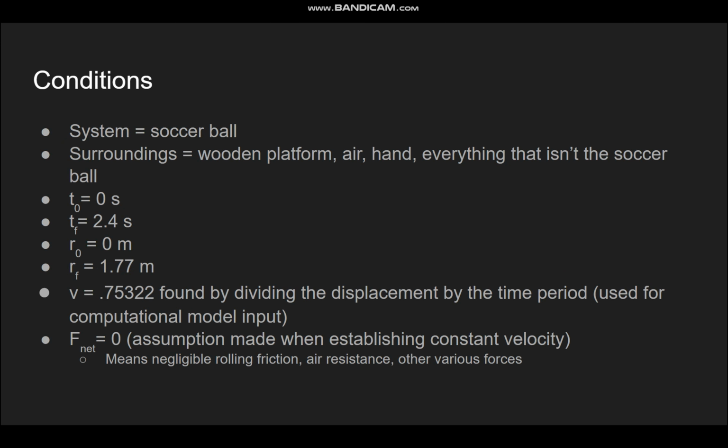The net force is equal to 0, which was an assumption made when establishing constant velocity. And this means that there is negligible rolling friction, air resistance, and other various forces.